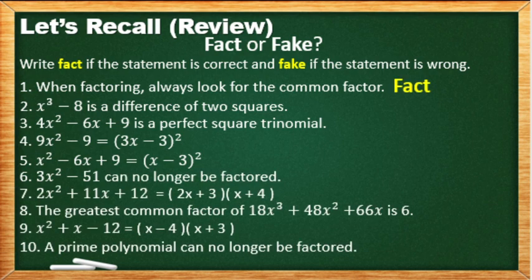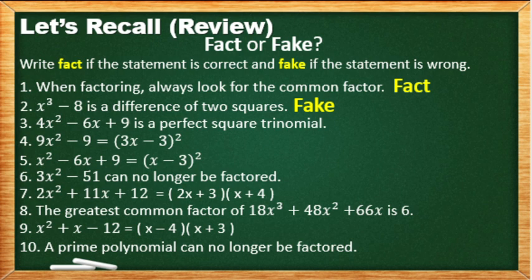fact. Second, x cubed minus 8 is a difference of two squares. From the word two squares, it means our given polynomial or binomial should be perfect square numbers. But the given is x cubed and 8. Those numbers are perfect cubes. So therefore, it is fake.